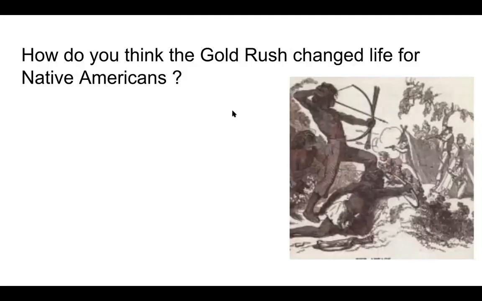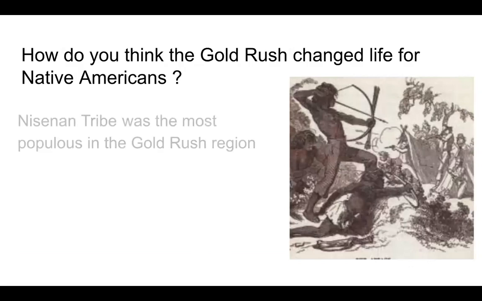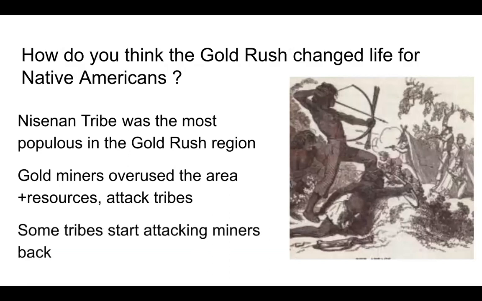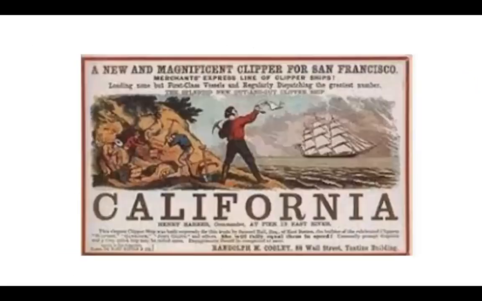So how do we think life changes for them as a result of the gold rush? Well, pretty dramatically. Again, it's the Nisenan tribe that's the most populous here. Gold miners are coming in, they're taking over their land, they're outright attacking the tribes, they're sapping all of the resources that the tribes depend on. And so some tribes are going to start attacking them back as a way to try to maintain some control.